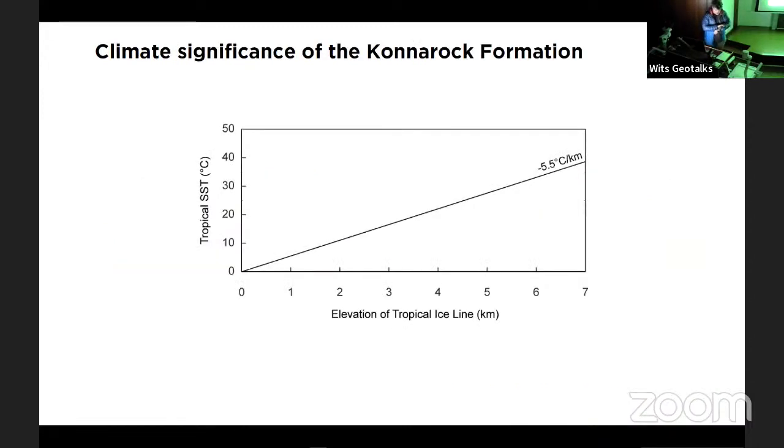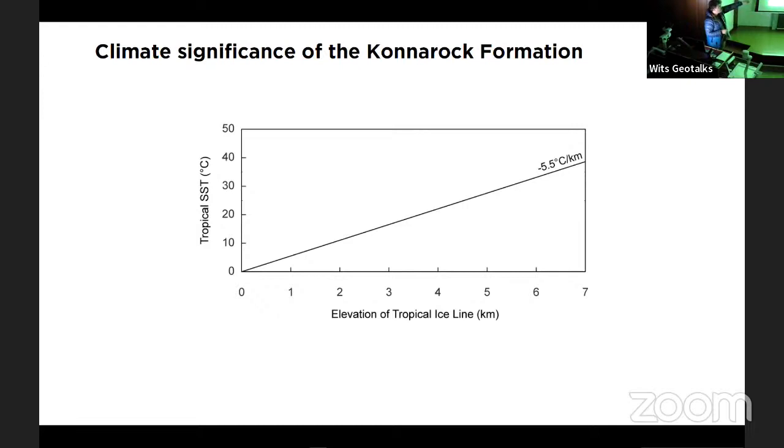So I'll just show this last thing. This is a figure that we came up with to try to constrain what these glacial rocks may mean for climate going into the Snowball Earth. On the x-axis, we've got the elevation of the tropical ice line. So it's basically how high do you have to go till you intersect ice, till you intersect glaciers. And on the y-axis, we've got the tropical sea surface temperature. So how hot is the ocean in the tropics?